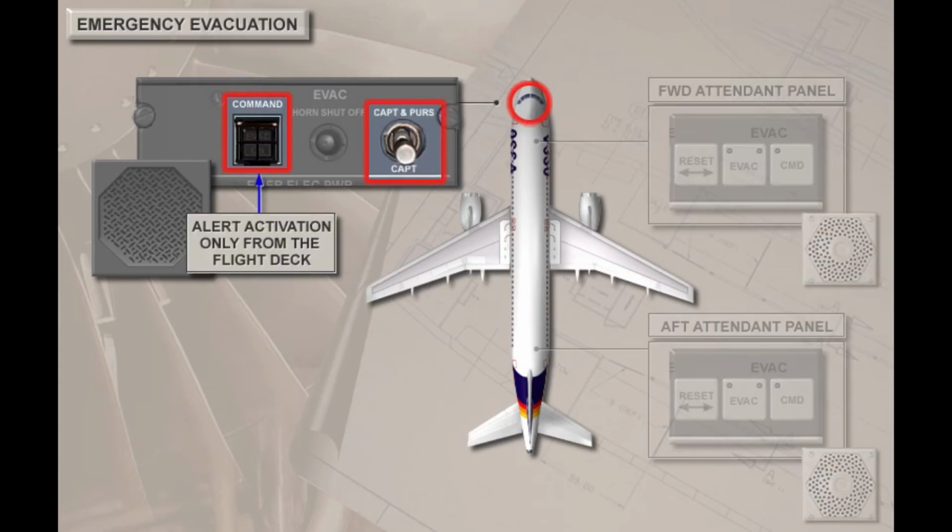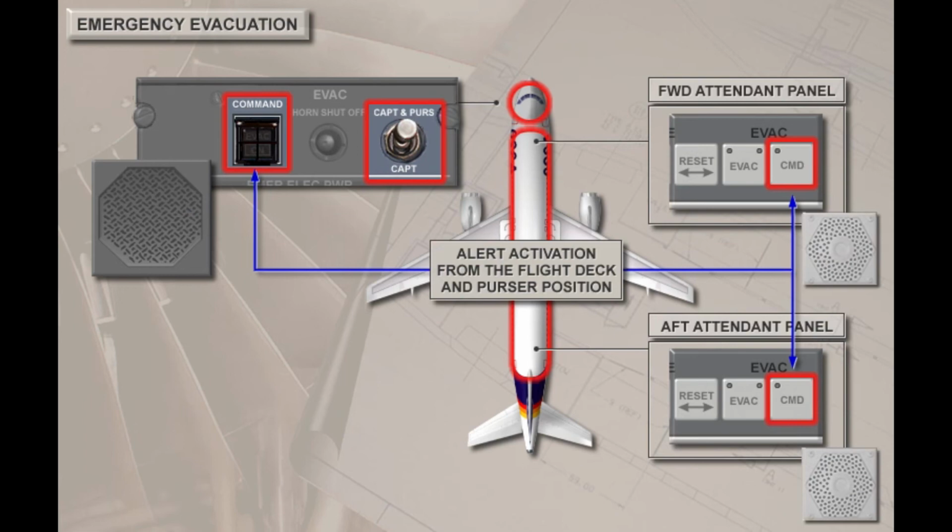The captain and purser switch has two positions. In the captain position, the evacuation alert may only be activated from the flight deck. In the captain and purser position, the alert may be activated from either the cockpit as described or from the cabin by pressing the command push button at the forward or aft flight attendant panel. In the cockpit, the evac light on the command switch flashes red and the evacuation horn sounds.